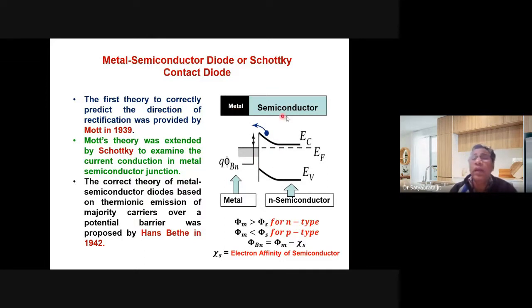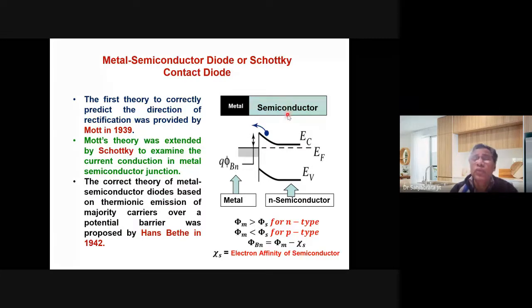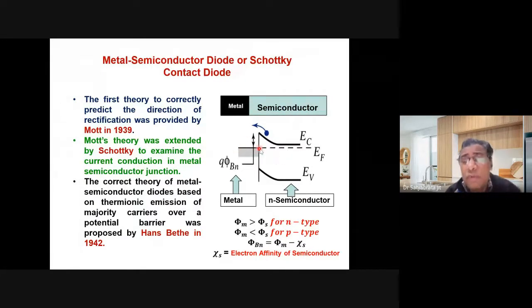Now, if the metal and the N-type semiconductor are there, then under what condition the Schottky junction or ohmic junction will be formed depends on the work function of the metal. Phi m is the work function of the metal, and phi s is the work function of the semiconductor. If the work function of the metal is greater than that of the semiconductor, for N-type semiconductor, then a Schottky junction will be formed, and if it is vice versa, then the ohmic contact will be formed. And if the semiconductor is P-type, then phi m should be less than phi s, then only the Schottky junction will be formed. And here the barrier potential, q phi Bn, should be equal to phi m minus xi s. Phi m is the work function of the metal, and xi s is the electron affinity of the semiconductor.